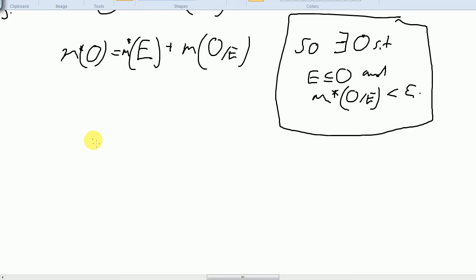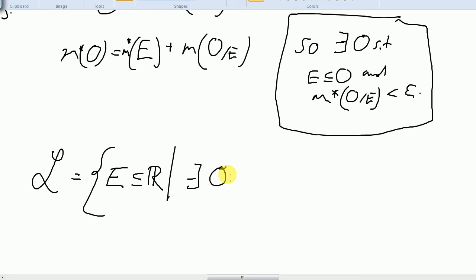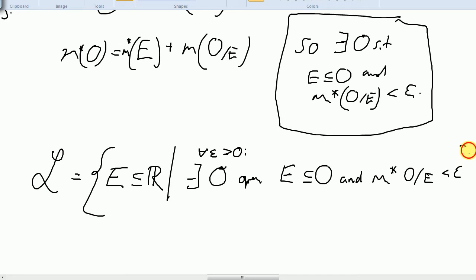So here's what I'm going to do. I'm going to let L equal the set of all E subsets of R such that for all epsilon greater than zero there exists O open with E contained in O and the outer measure of O minus E is less than epsilon. Should that be a forward slash? No, I think it should be a backslash. It's kind of like division, right? And that's going to be the definition of L.